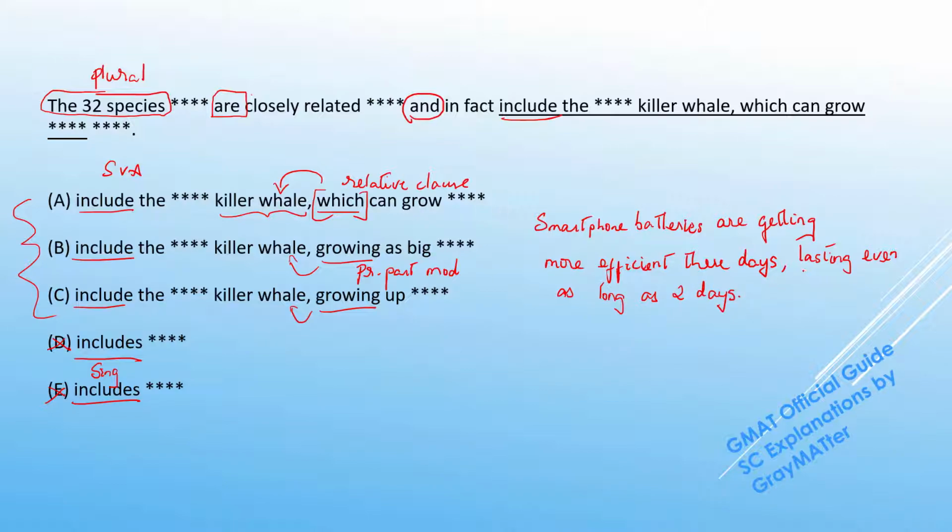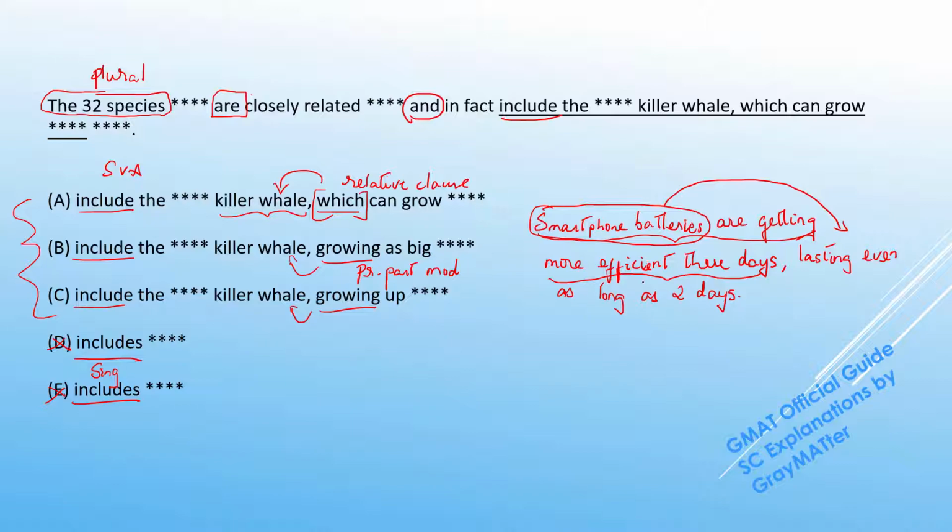So here, the lasting even as long as 2 days is the present participle modifier, which modifies the whole clause that smartphone batteries are getting more efficient. Because why or how exactly are they getting more efficient? Because they can last even as long as 2 days. But another grammatical check that we should make here is that this particular modifier applies to the main subject of the clause, that is the smartphone batteries that are lasting even as long as 2 days.